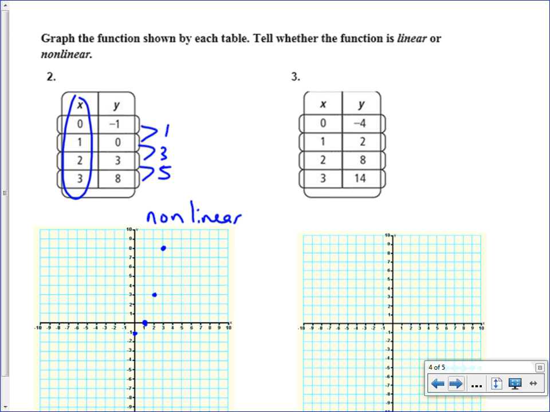Okay, if I look at the next one, I've got 0, -4, I've got 1, 2, I've got 2, 8, and then I've got 3, 14, which should be up here somewhere. And this one is linear. The other way to check is just to look at your table. Increases by 6, increases by 6, increases by 6. So the increase is constant, so we'd say that that is a linear function.